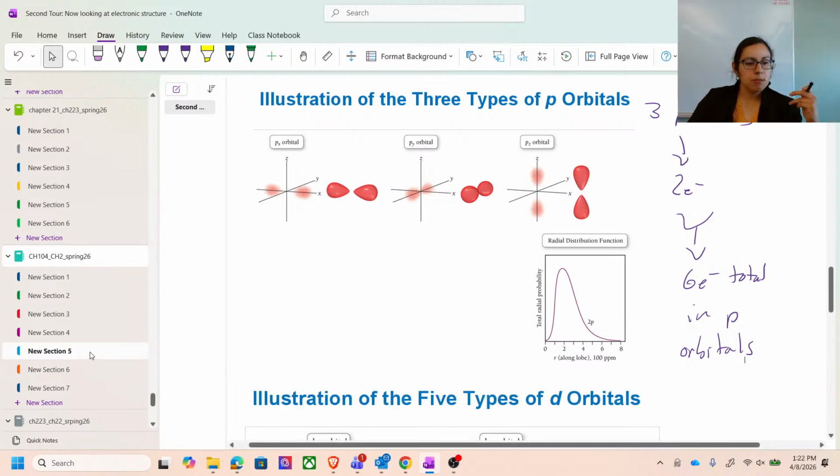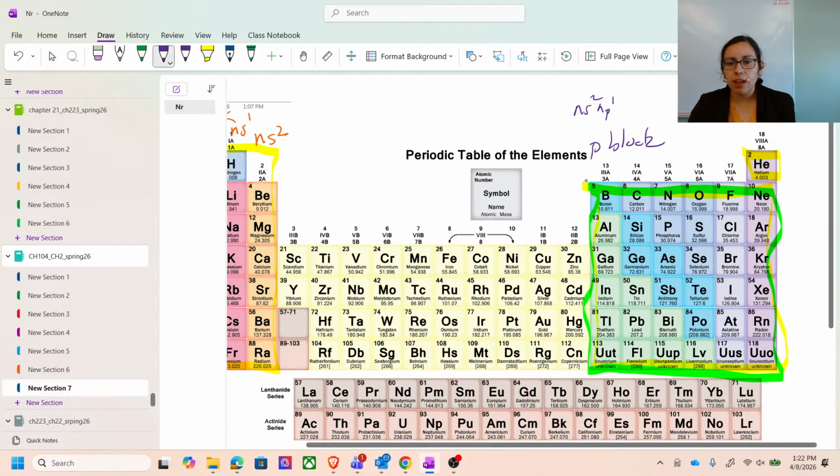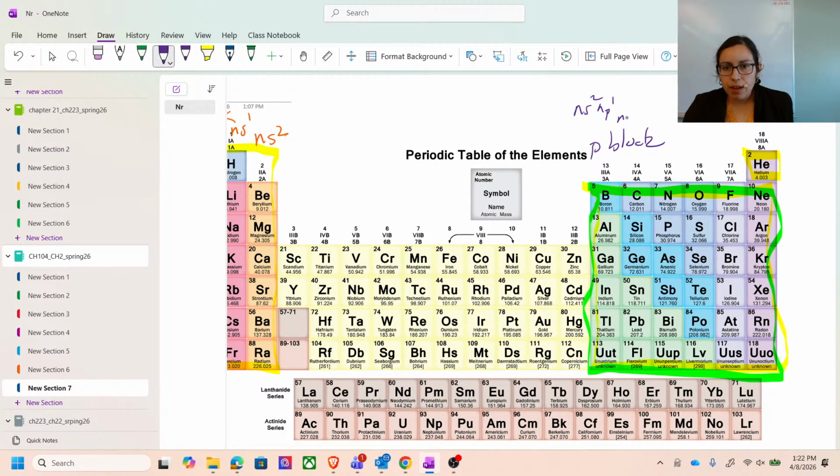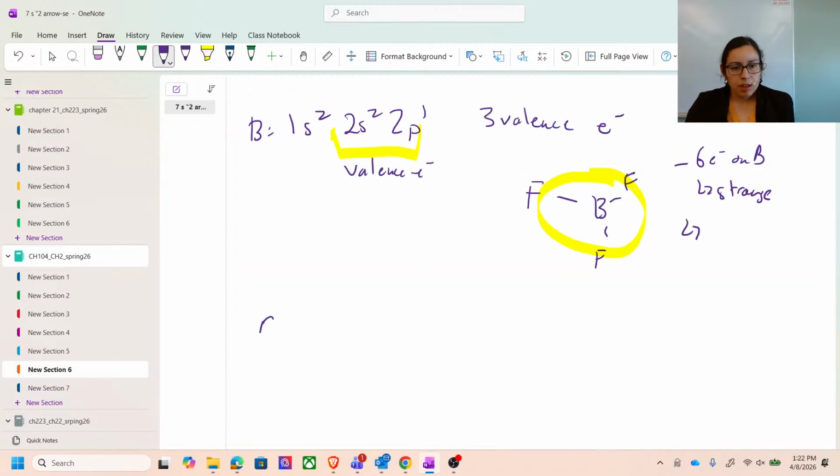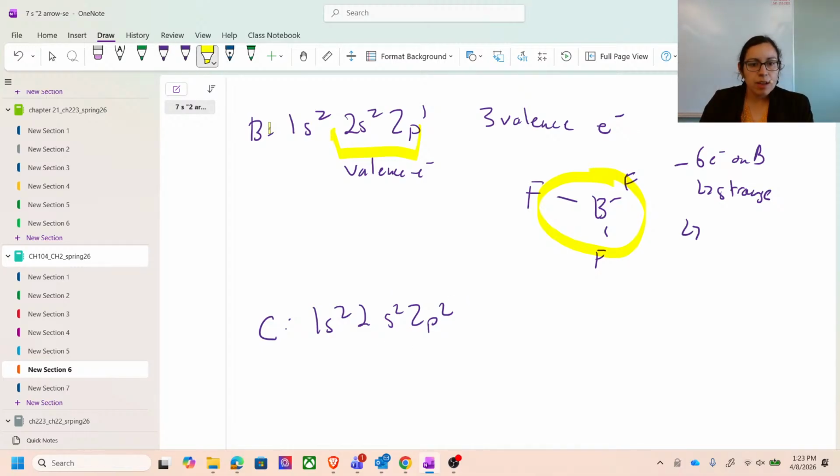All right, so continuing down the line, carbon, ns2, np2. So let's write it out properly. 1s2, 2s2, 2p2 there. Okay, perfect. And again, 4 valence electrons.